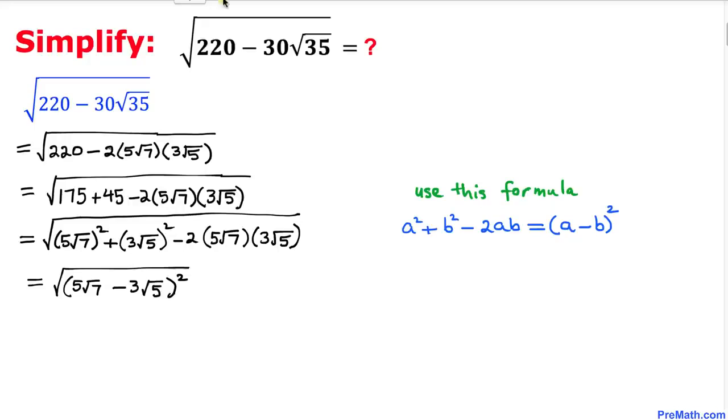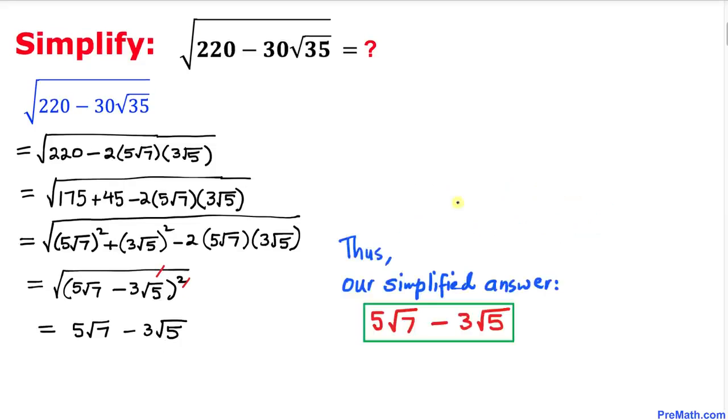And now we can see that this square and square root undo each other. So this could be written as simply 5 times square root of 7 minus 3 times square root of 5. So thus our simplified answer turns out to be 5 times square root of 7 minus 3 times square root of 5.